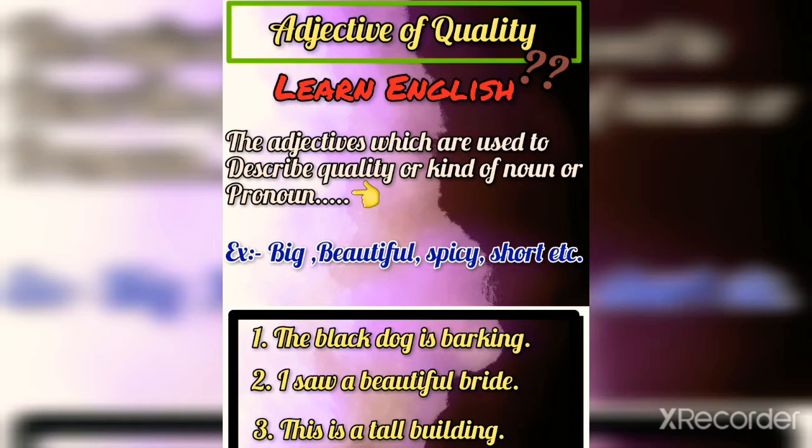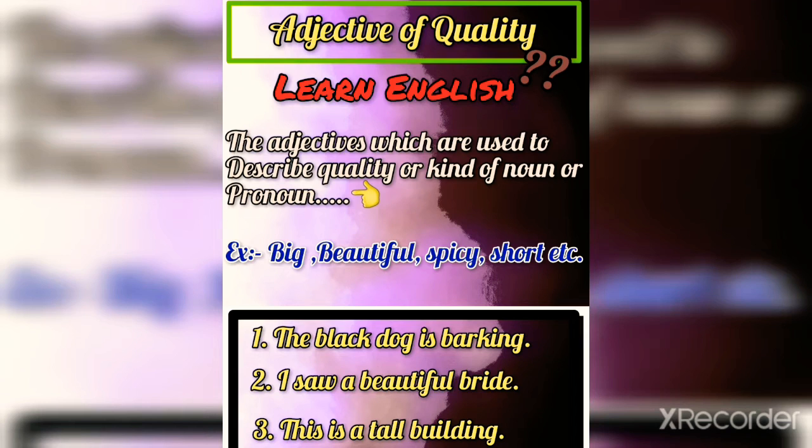Second one is that I saw a beautiful bride. So here bride is the noun and the word beautiful is indicating the quality of the bride, that she is beautiful. So here beautiful is the adjective of quality.